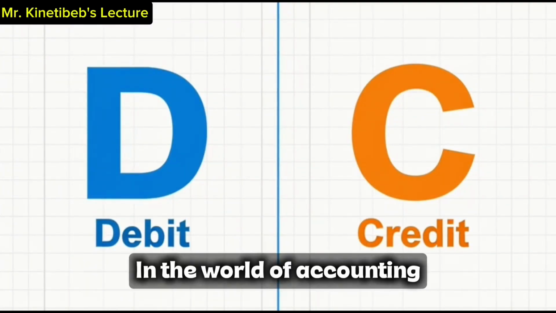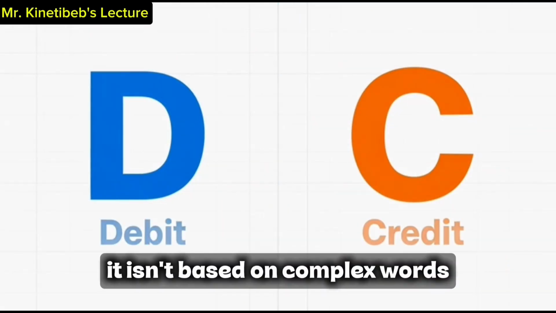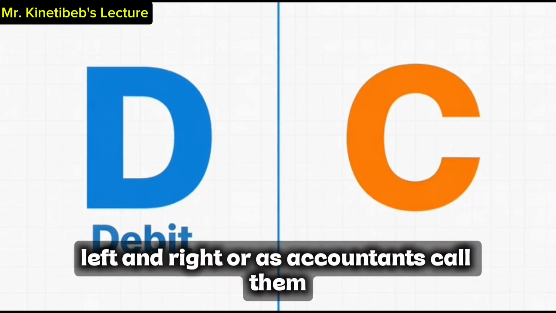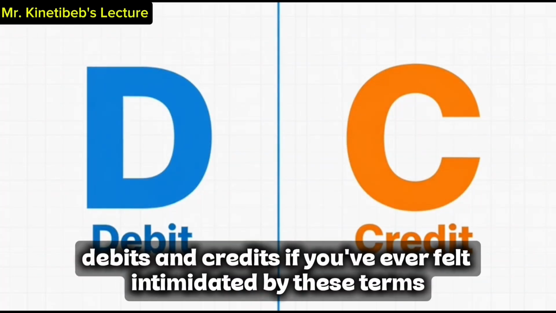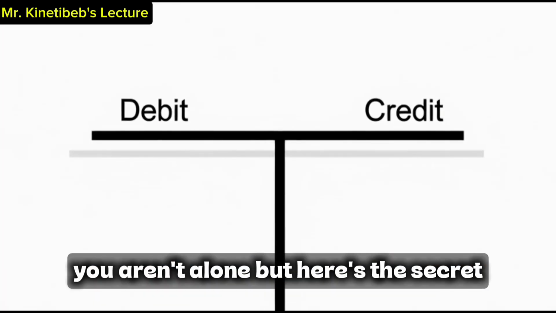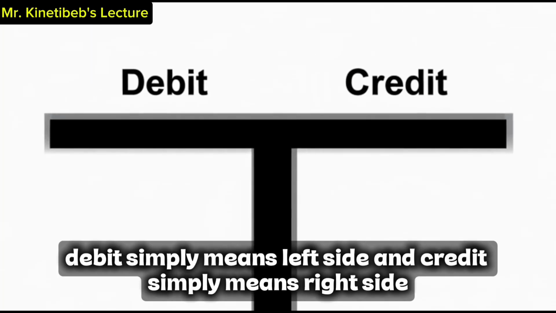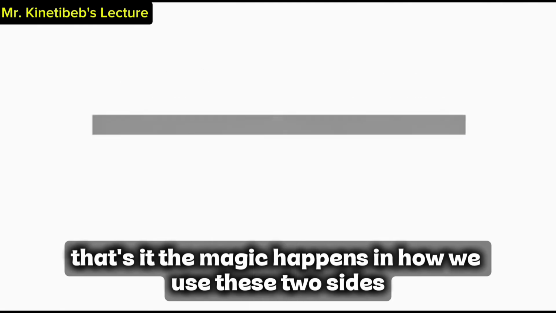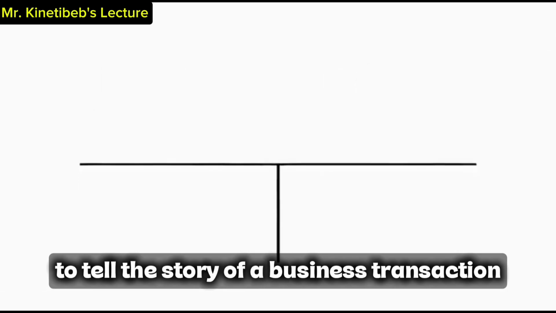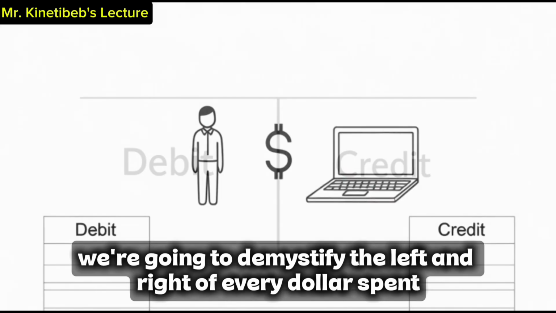In the world of accounting, there's a fundamental language that keeps the entire global economy in balance. It isn't based on complex words, but on two simple directions, left and right, or as accountants call them, debits and credits. If you've ever felt intimidated by these terms, you aren't alone. But here's the secret. Debit simply means left side, and credit simply means right side. That's it. The magic happens in how we use these two sides to tell the story of a business transaction. Today, we're going to demystify the left and right of every dollar spent and earned.